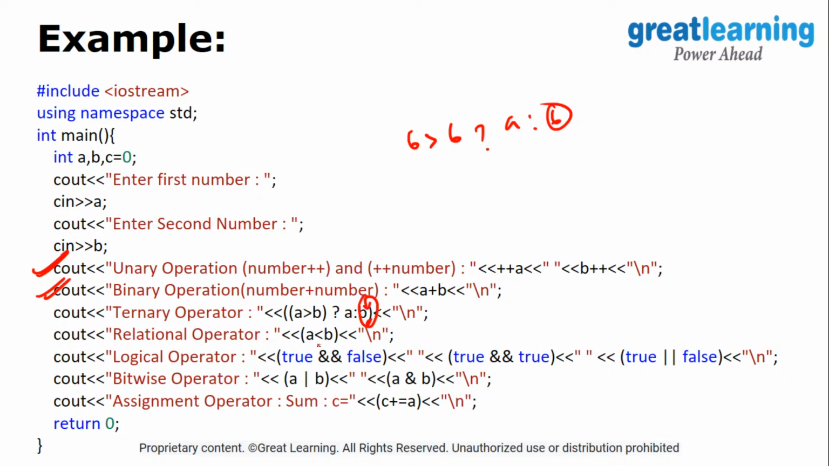So what happens in this case? Relational operator, is A less than B? No, A is not less than B. So what will be the output? What will be the output here? Yes, Arup. Next step, 6.